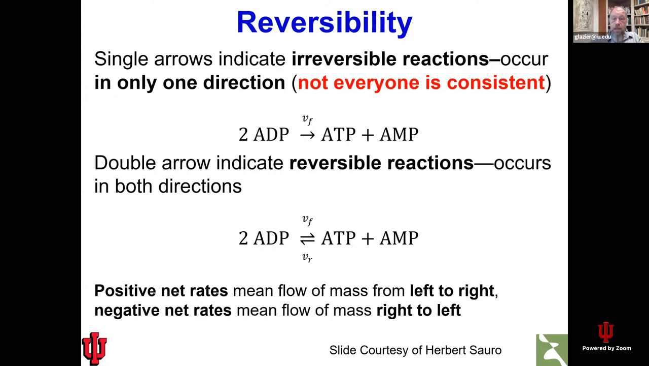I'll always try to label the forward and backward rates because they're fundamentally different, with a V forward and V reverse. A positive net rate, that is VF minus VR positive, means mass flows from left to right. A negative net rate, VF minus VR less than zero, means mass flows from right to left.